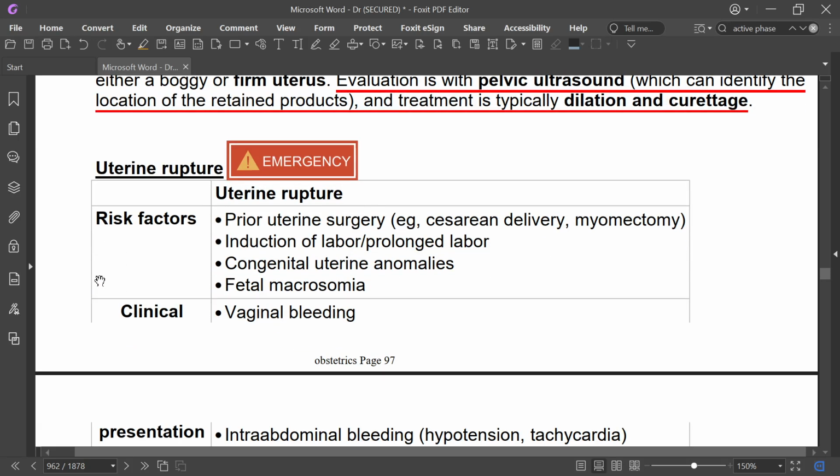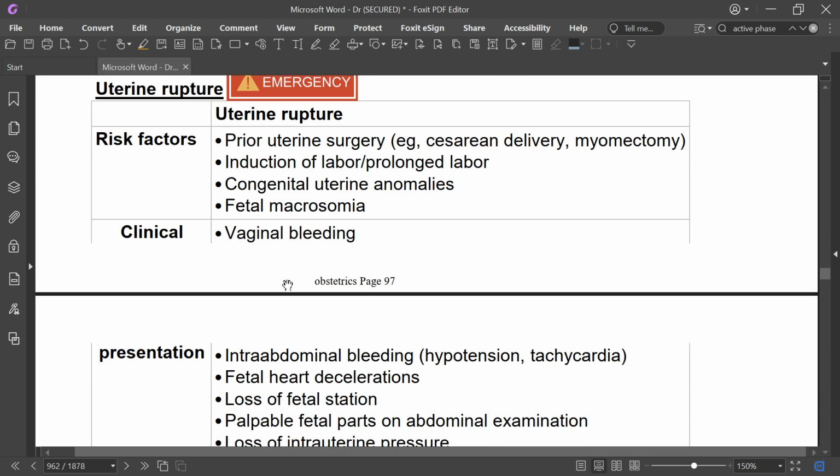Uterine rupture risk factors: prior uterine surgery, induction of labor or prolonged labor, congenital uterine anomalies, and fetal macrosomia.